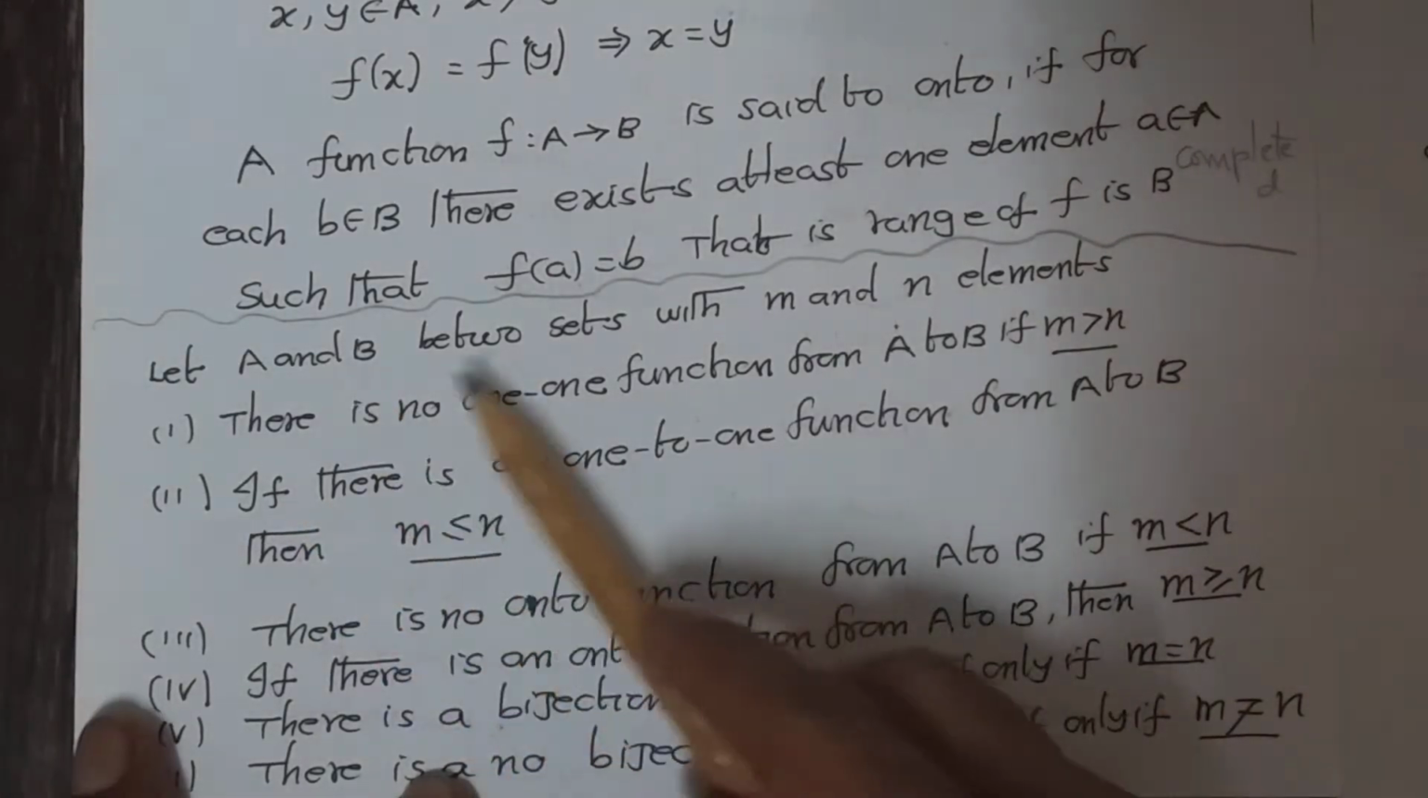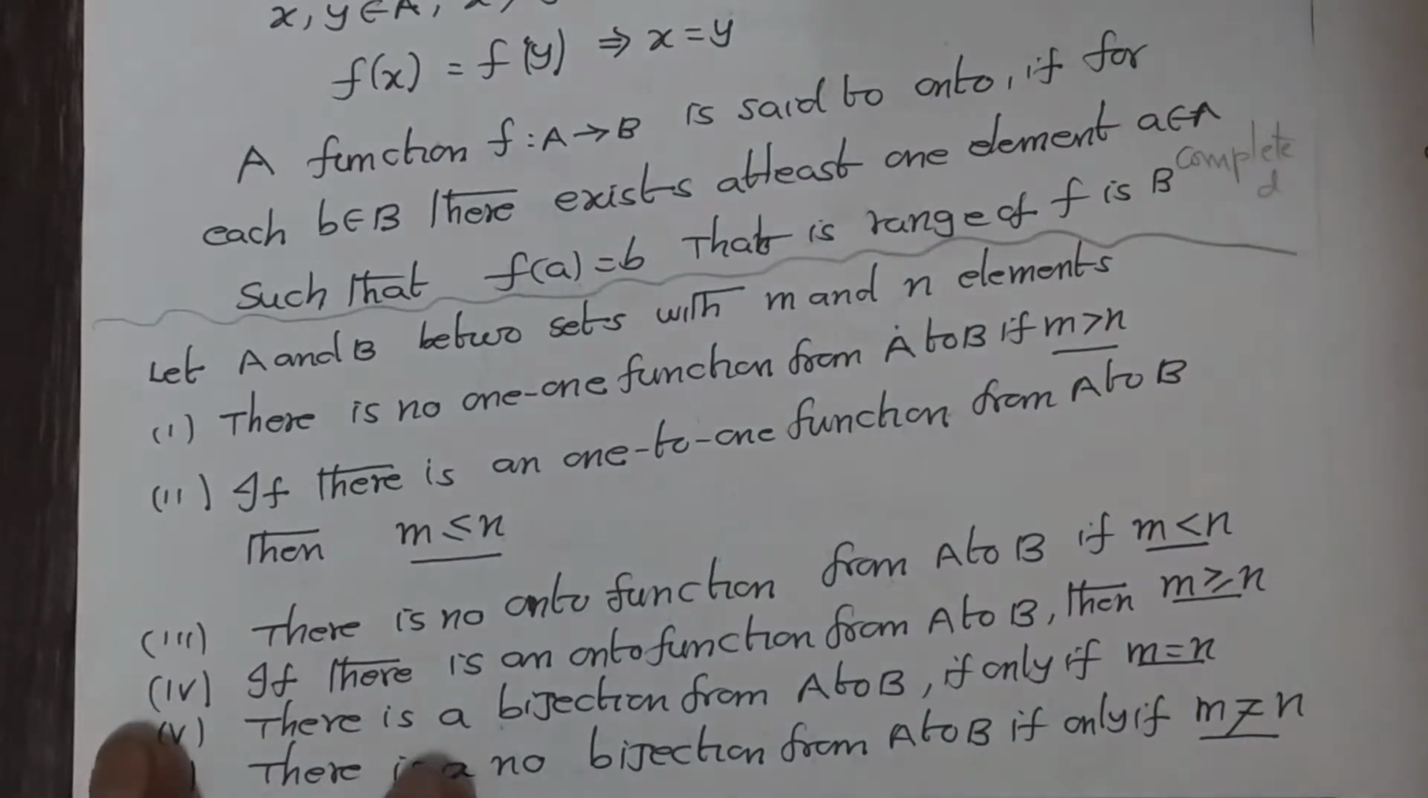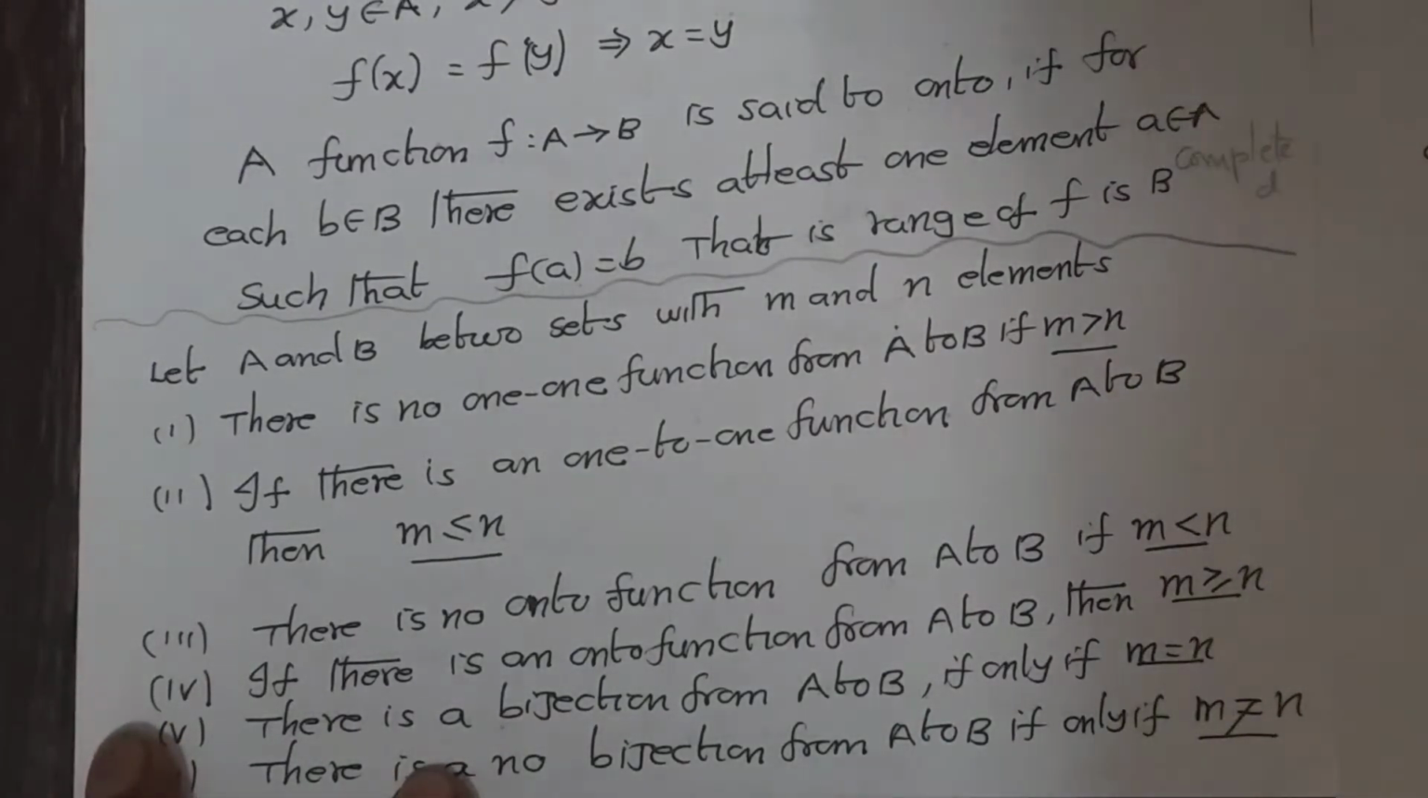Let A and B be two sets with M and N elements. That means set A la வந்து M elements இருக்கு, set B la வந்து N elements இருக்கு. Then these six points you must remember.